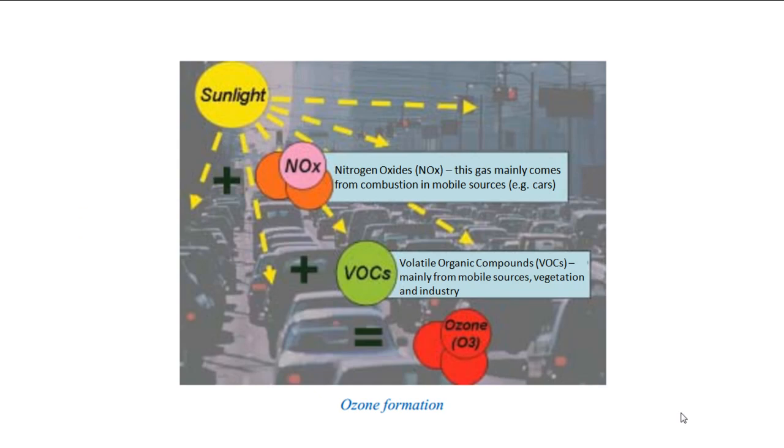As you'll see from this graphic here, NOx, or nitrogen oxides, and VOCs, or volatile organic compounds, are emissions that come from sources like motor vehicles, the burning of fossil fuels for NOx, and VOCs also come from mobile sources and as well from sources like industrial emissions and also vegetation. Those two contaminants react in the presence of sunlight to form ozone.